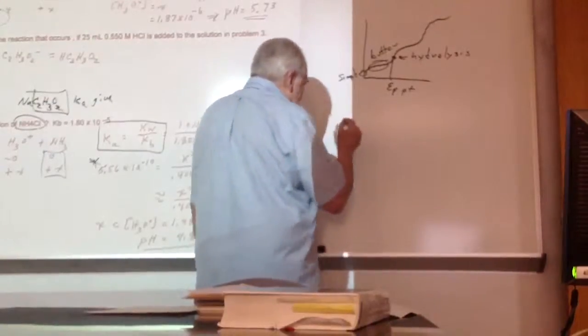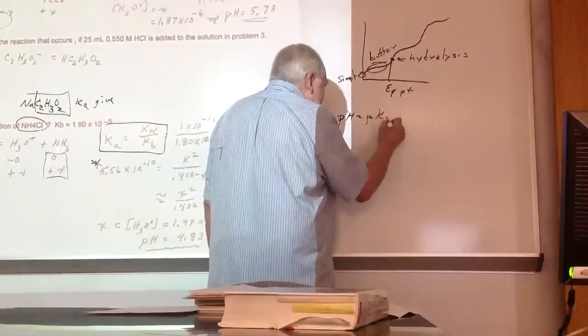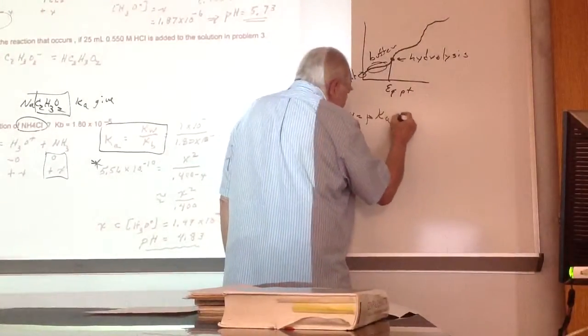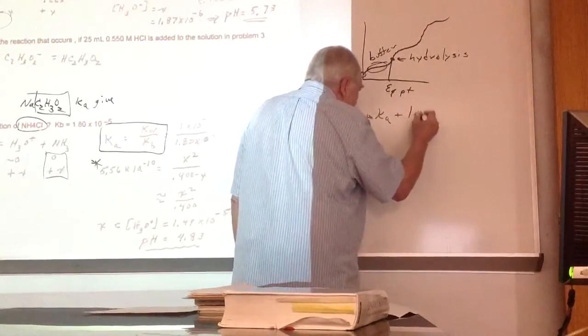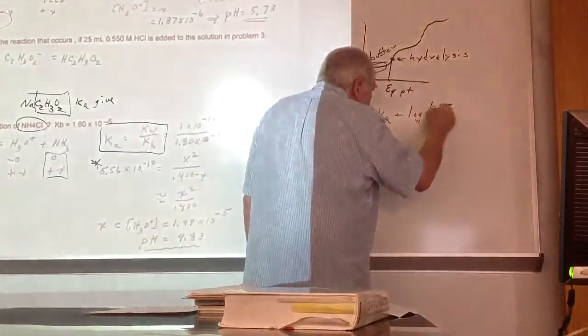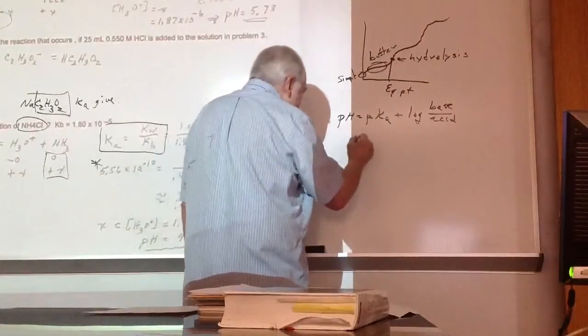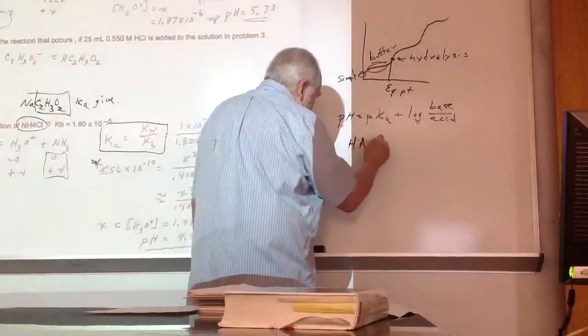You want to do Henderson-Hasselbalch. It says pH equals pKa, and I'll put it this way, plus log base over acid. That means conjugate base over conjugate acid. Okay. I don't care whether I write it like this.